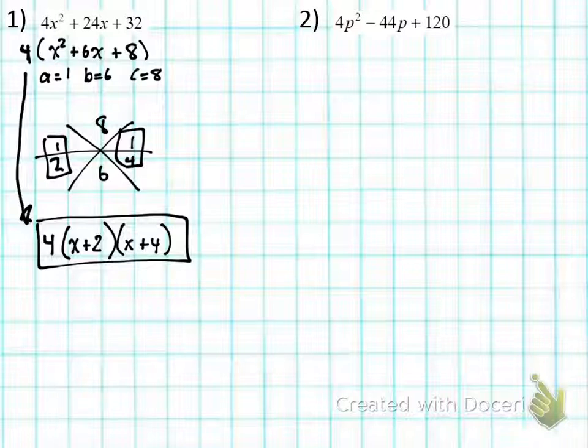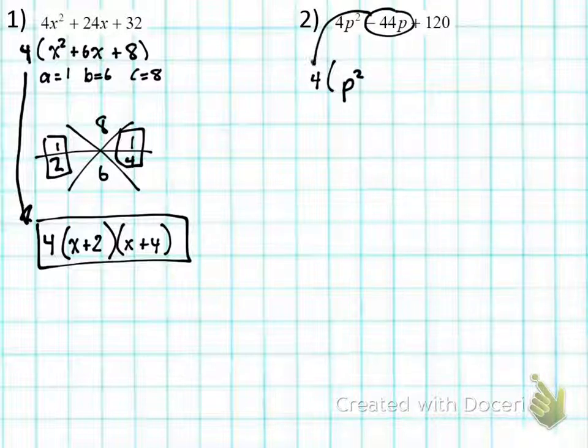So the first thing I'm going to do is factor out a 4. So open parentheses, I'm going to ask myself, 4p squared divided by 4 is p squared. Negative 44p divided by 4 is negative 11p. 120 divided by 4 is positive 30, right?